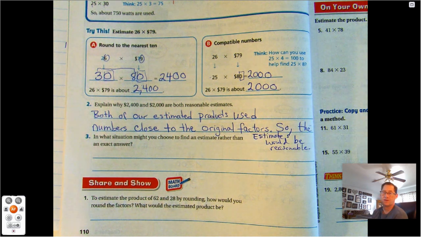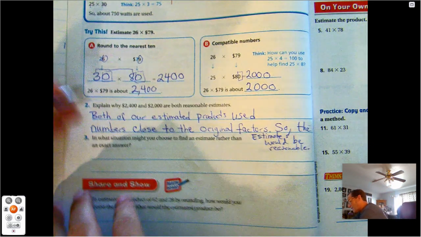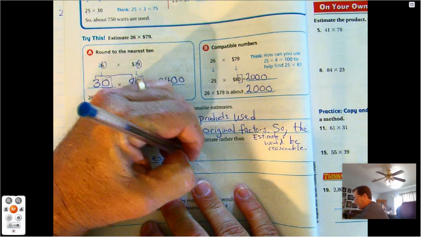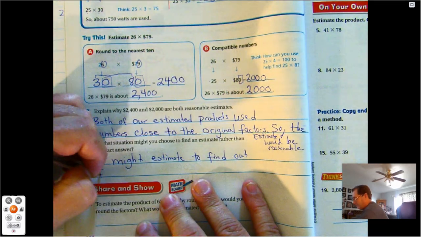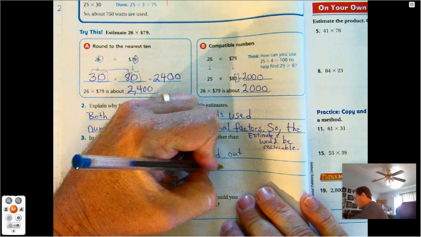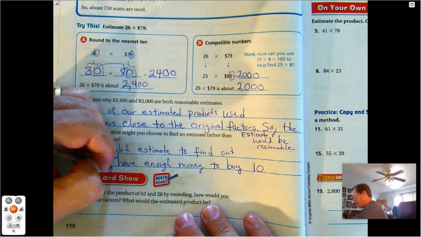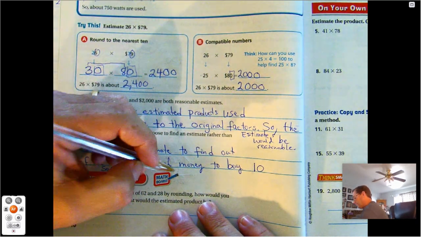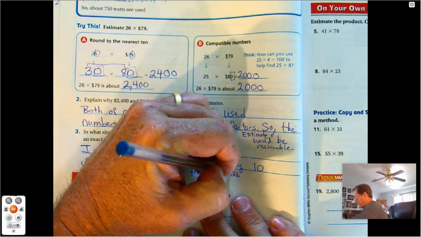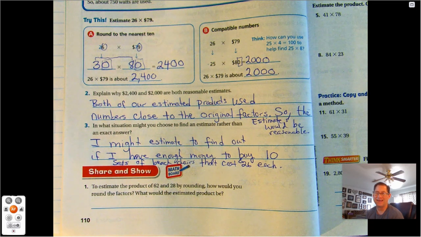All right. In what situation might you choose to find an estimate rather than an exact answer? I don't know. I might estimate to find out if I have enough money to buy ten sets of beach chairs that cost $26 each. Something like that. So sometimes when we're in a store, we want to be able to quickly multiply in our head to see, oh yeah, I can't get that many, so I'll get this number of chairs.